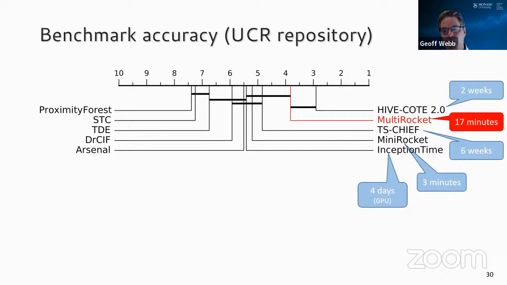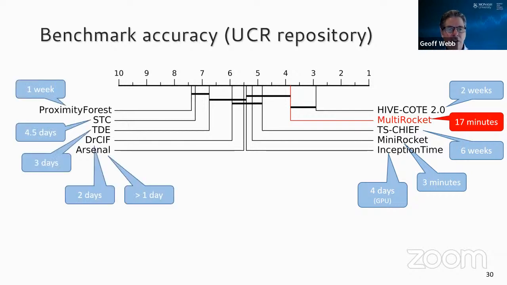So if time is really critical, use MiniRocket. If accuracy is also important, use MultiRocket. If time doesn't matter and accuracy is the only thing which matters, then use Hivecoat. And all of the systems that are significantly less accurate than MultiRocket take more than a day. So there's just orders of magnitude difference in the amount of time required. So MultiRocket is both more accurate than them and orders of magnitude more efficient.